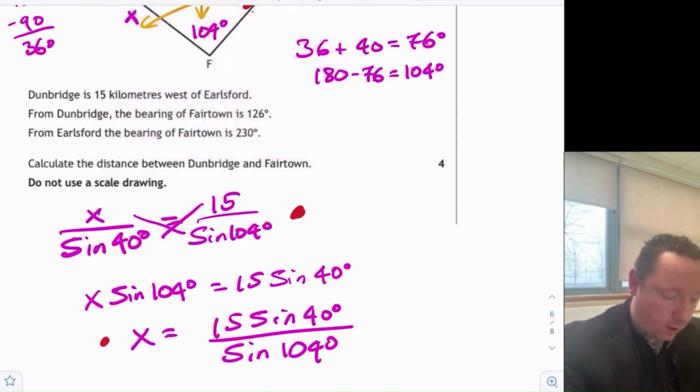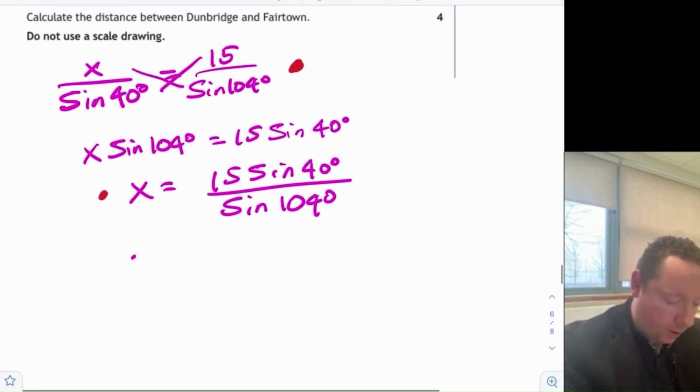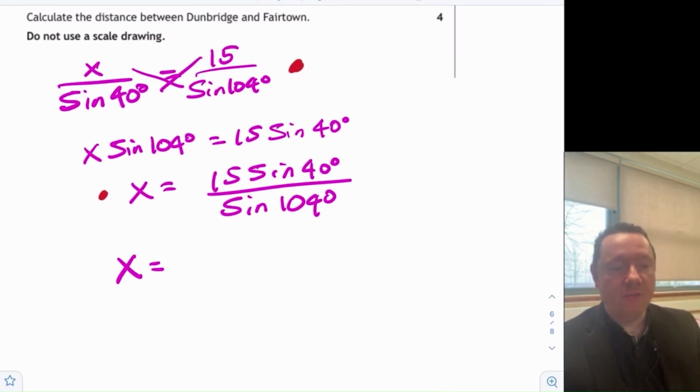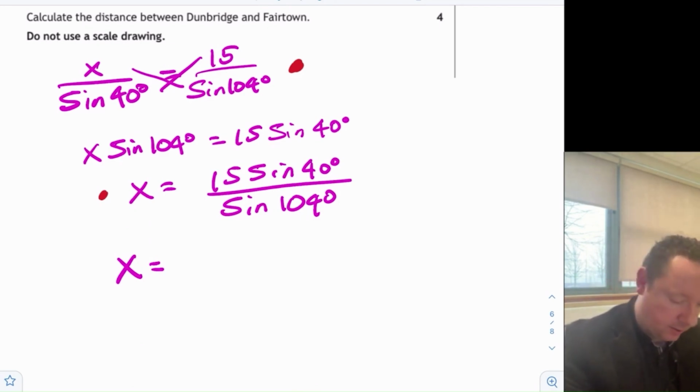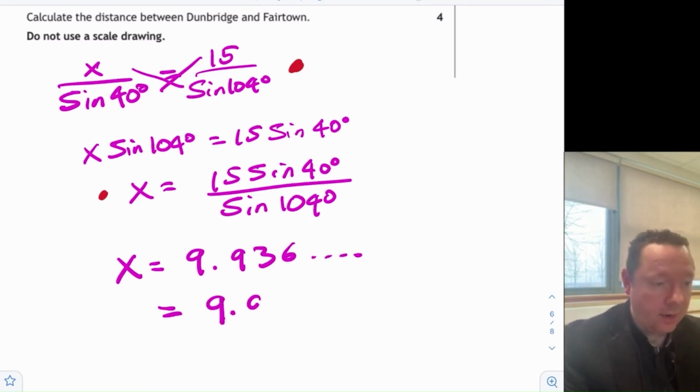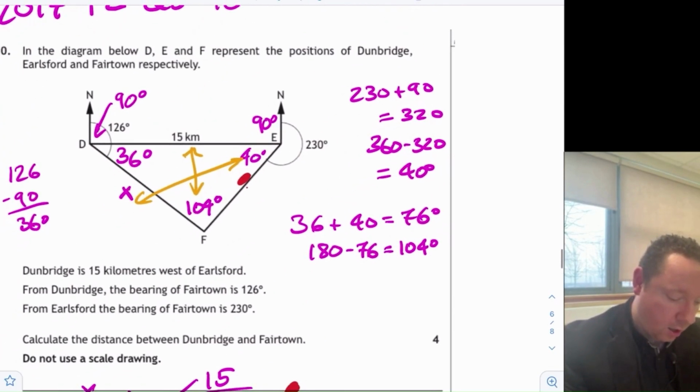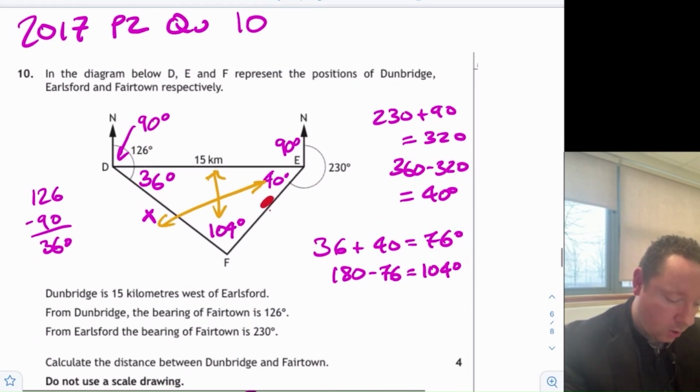And then our final mark, of course, just for working that out in a calculator, 15 times sine 40, then divided by sine 104, you get an answer of 9.936. Or if you're rounding, 9.9 would be fine. And the units are still kilometres.